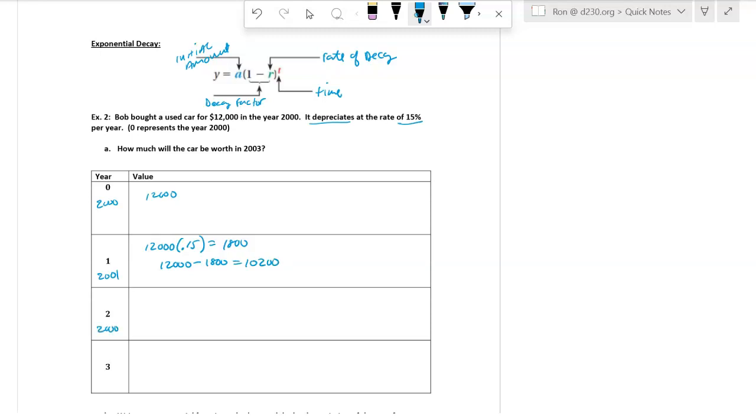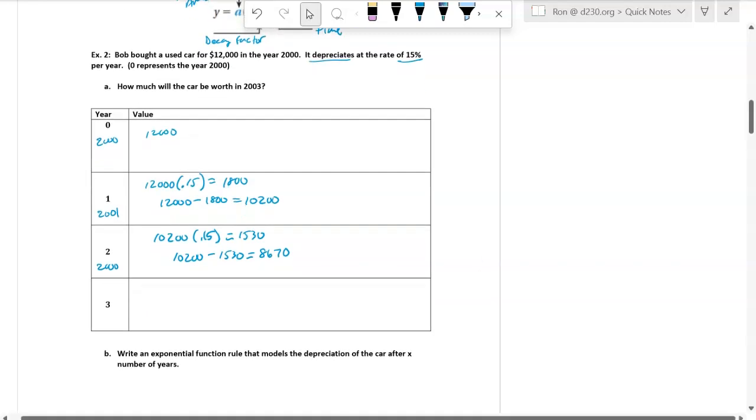In 2002, we would take the new value, 10,200, multiply it by 0.15, that would give you 1,530. And now if I take 10,200 minus 1,530, the new value would be $8,670.